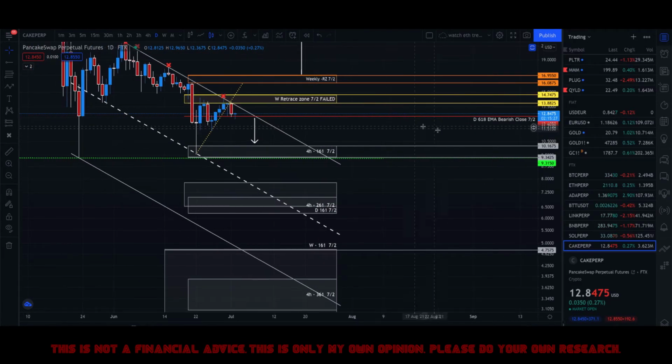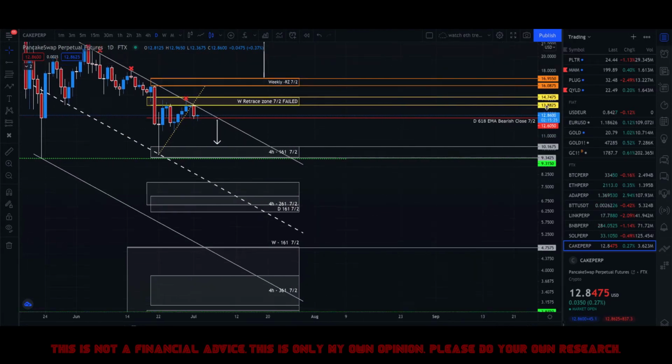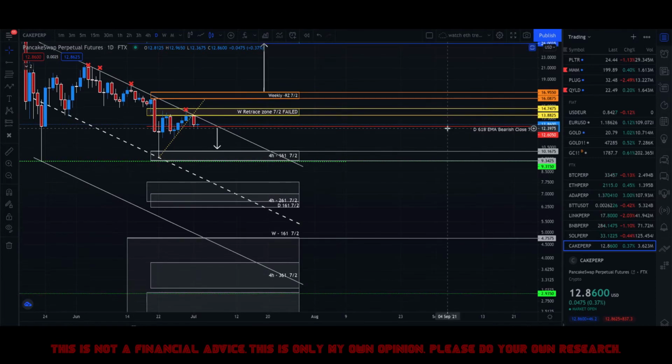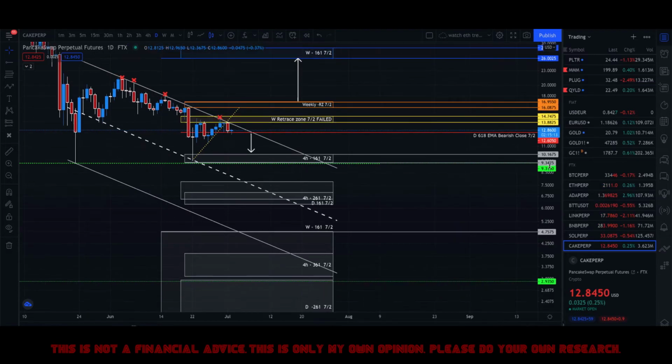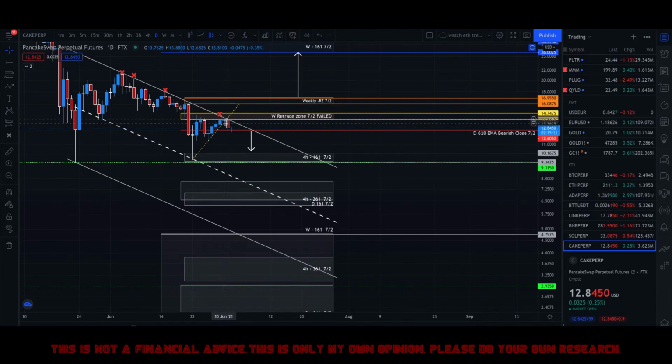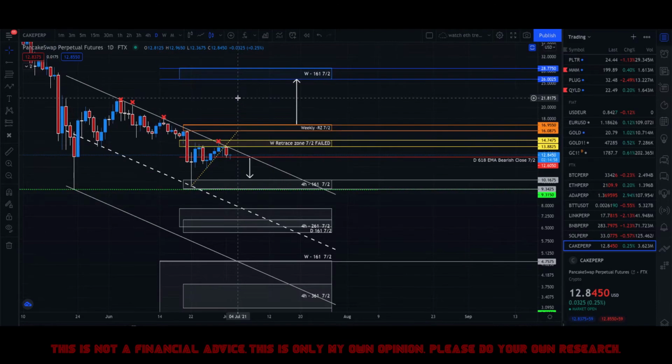Okay, so right now we touched the upper border of the channel. And if we can get back above this box right here, that means that we're out of that channel and we can touch the orange box. Okay, if we close above the orange box, then we definitely gonna go to the weekly 161 extension zone.